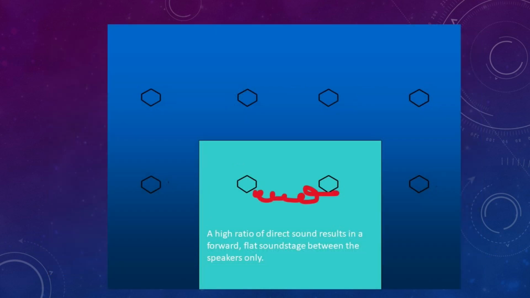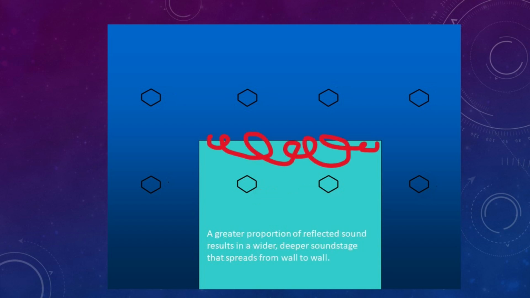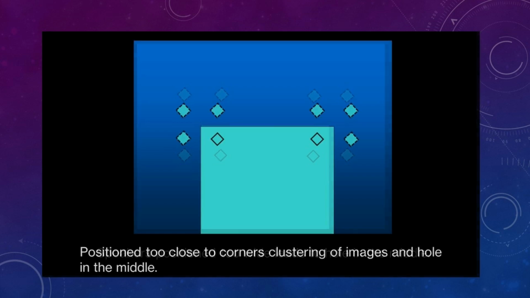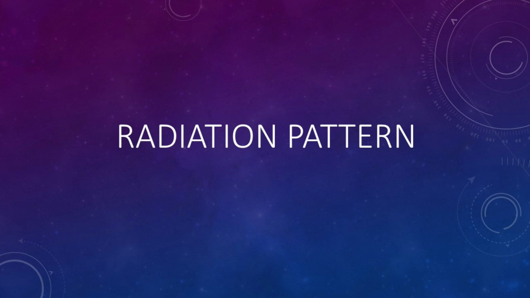Here is the sound stage of direct firing only speakers, all forward and between the speakers. Here is the sound stage of direct and reflected output of the main speakers. The model also shows clearly the effect of speaker positioning on the images within the sound stage. Speakers positioned too wide results in a hole in the middle and stretched soloists. Positioned too close to the corners results in a clustering of images in 2 halves of the room.